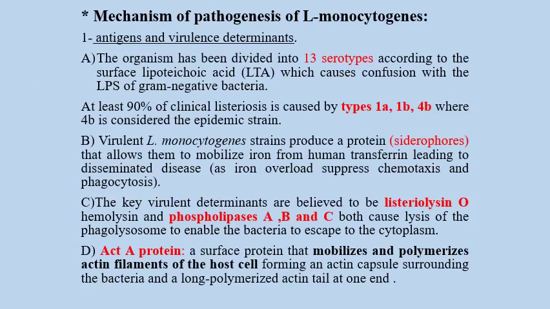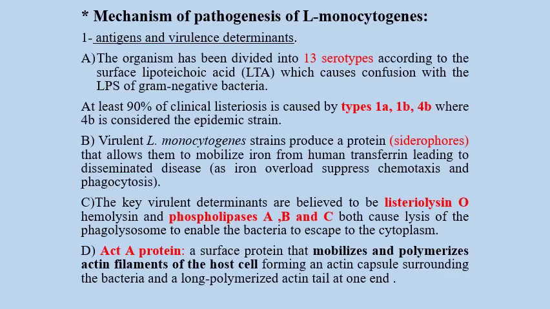Let's see the mechanism of pathogenesis of Listeria monocytogenes. We'll see the antigens and the virulence determinants. The organism has been divided into 13 serotypes according to the surface lipoteichoic acid. This lipoteichoic acid causes confusion with the lipopolysaccharide of gram-negative bacteria, which is one of the things I said at the beginning, that this organism resembles and confuses us with other microorganisms. At least 90% of clinical listeriosis is caused by types 1A, 1B, and 4B. The 4B type is considered the epidemic strain.